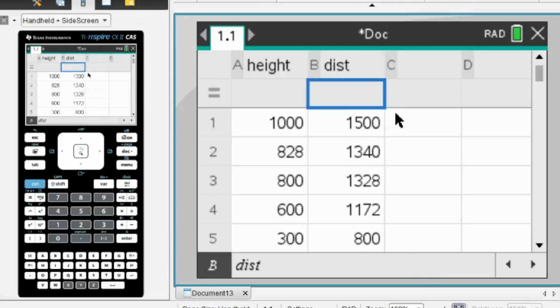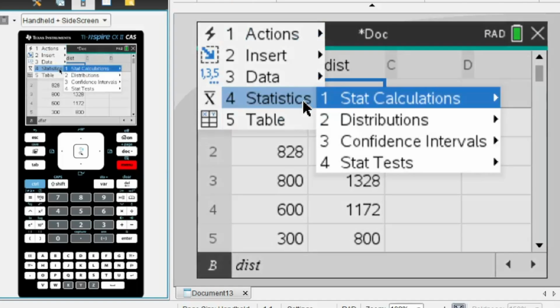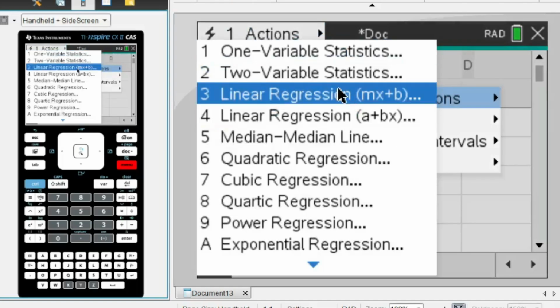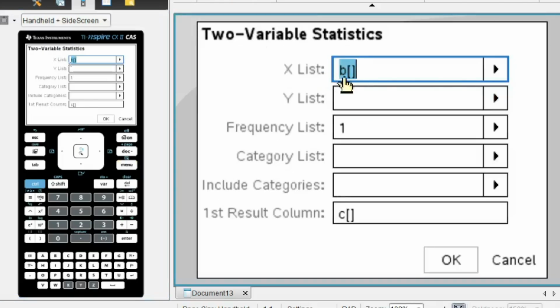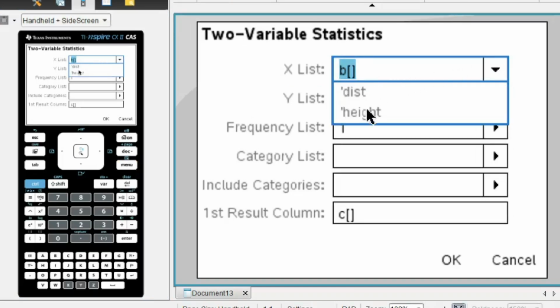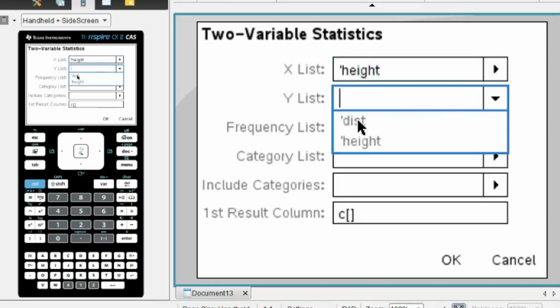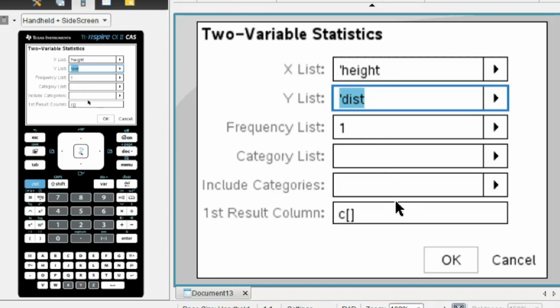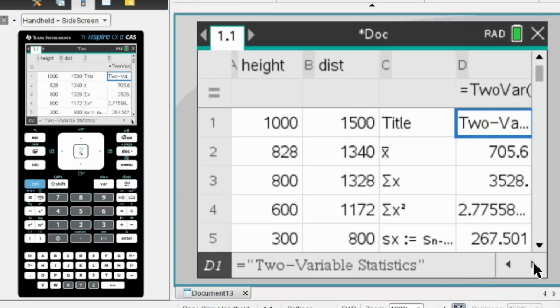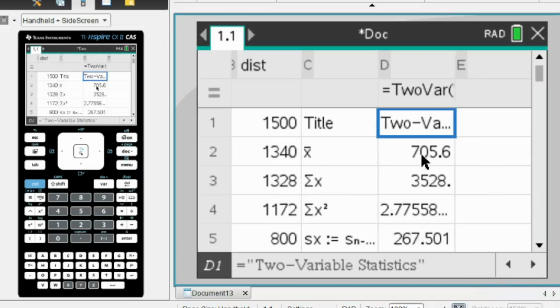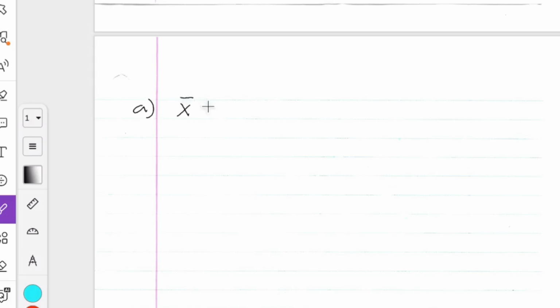So what we want to do here is go to menu, go to statistics, go to stat calculation, and we'll do two variable statistics. So our x is going to be our height, and our y is going to be our distance. Okay, and the result is going to be in C. So as you can see, we have x bar is 705.6.